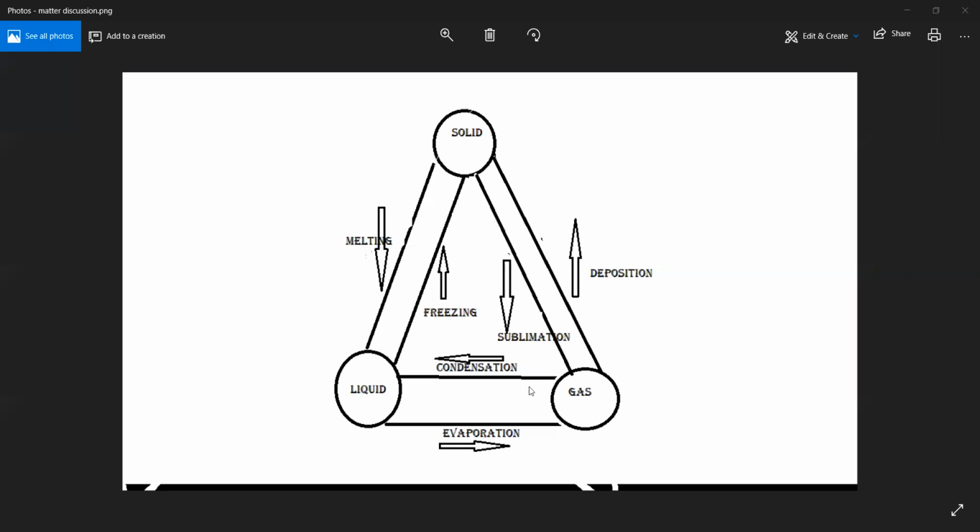So that process is called condensation. The process by which gas will turn to liquid is called condensation. All right, so let us take note of that.